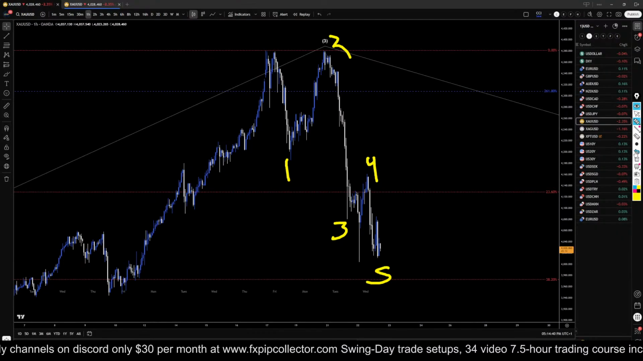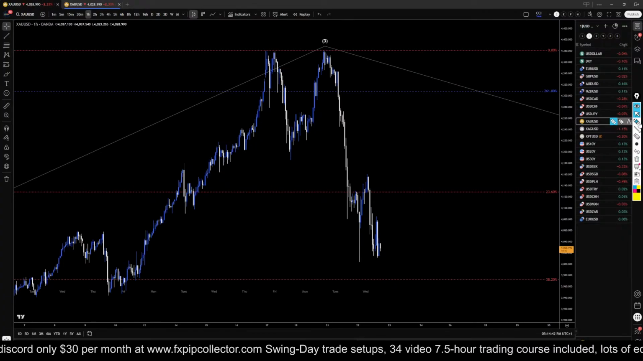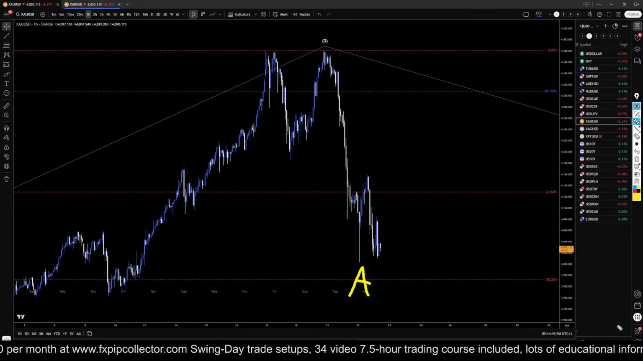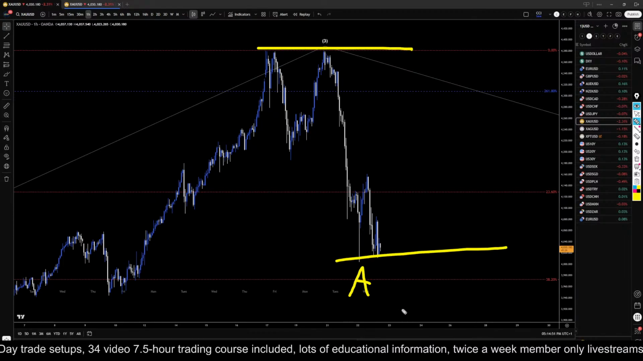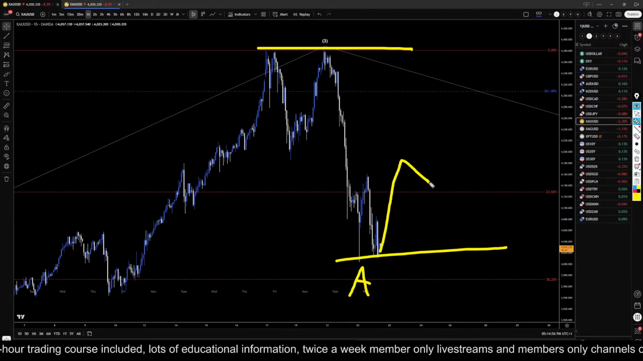But either way, I think that the wave A potentially could be very close to being over. So if the wave A ends, which we would have to see a break of structure up, then the next move would be a correction to the wave A, like a wave B. Or if this is going to turn into a complex pattern, it could end up making.